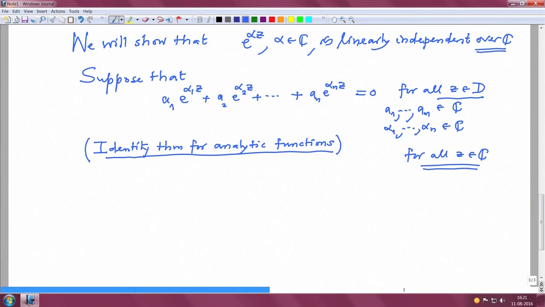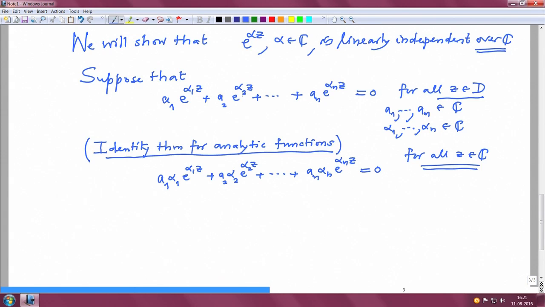Now, when I differentiate this, what do I get? Everybody is aware that when I differentiate an exponential, what is the derivative? The first term is a1 alpha 1 e power alpha 1 z, the derivative of this term with respect to z, plus a2 alpha 2 e power alpha 2 z plus an alpha n e power alpha n z. This is also the 0 function. If a function is 0, then the derivative is also 0. This is one equation I get.